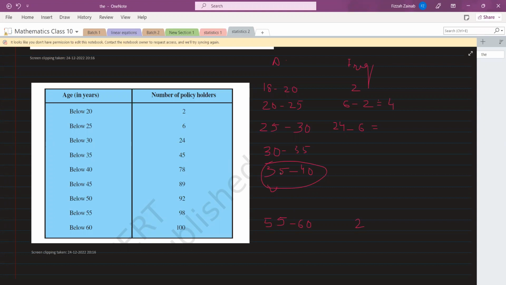Right. Now you come to capital F. So capital F, just look at the previous class, 30 to 35. What is the cumulative frequency? 45. So capital F is 45. Now put everything in the formula and find the median.